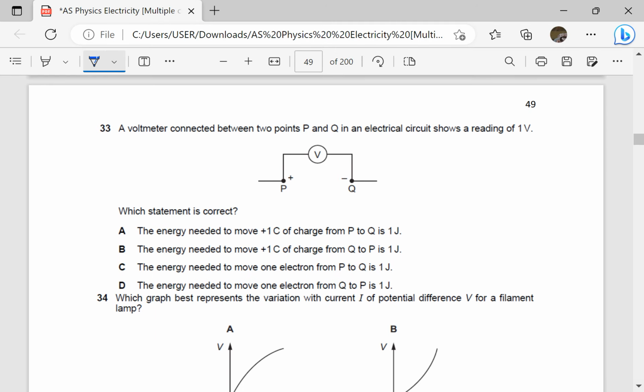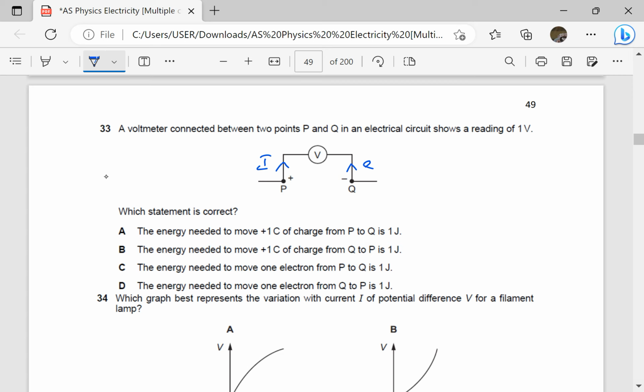A potentiometer connected between 2 points P and Q in an electrical circuit shows a reading of 1 volt. Which statement is correct? It is showing a reading of 1 volt. Current flows from positive to negative, so current must be flowing in this direction. If current flows from positive to negative, then electrons flow from negative to positive, so the electrons are in that direction.